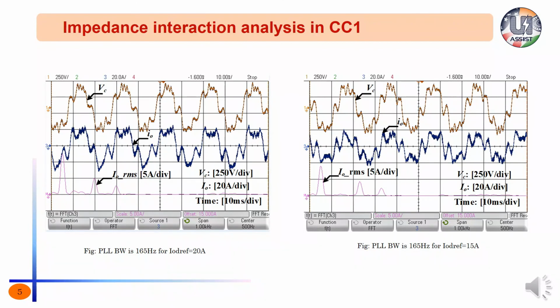At 165 Hz PLL bandwidth and 20 amps reference current, the system is unstable and coupled harmonics being injected to the grid are also captured. With the same bandwidth, reference current is now changed to 15 amps. The system remains unstable and one can also notice a frequency shift in the coupled harmonics and also a reduction in their magnitude.